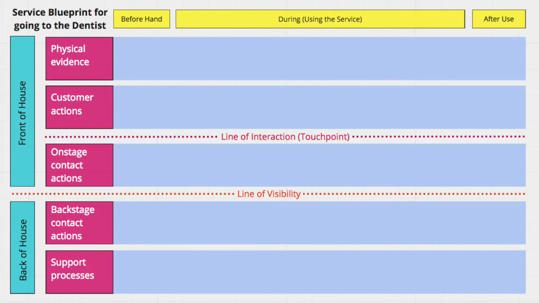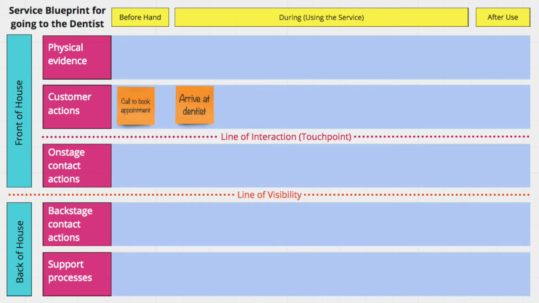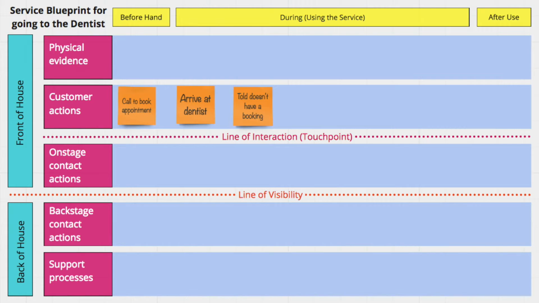Okay, now we are going to create a blueprint for someone making a dentist appointment. You always begin with guest actions, so let's take a look at what the customer or guest does throughout the experience. First, they will call to book an appointment. Then, they will arrive at the dentist office. Once they arrive, they will be told they do not have a booking.